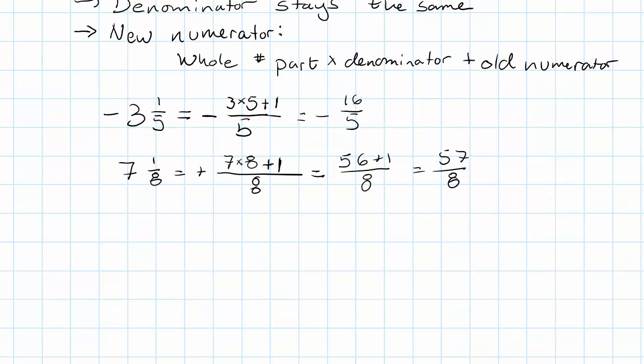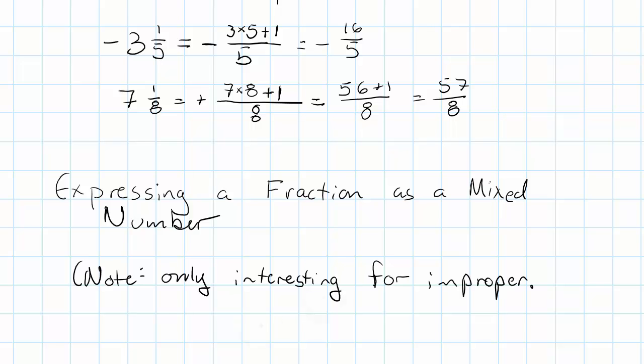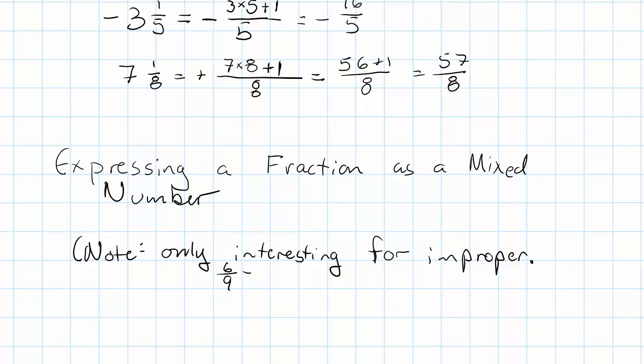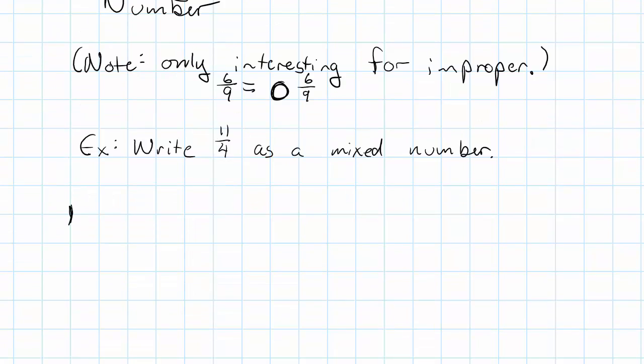Okay, what about the other way? What if we want to express a fraction as a mixed number? Well, note, this is only interesting for improper fractions. If you have a proper fraction, like 6/9, well, that's 0 whole things and 6/9, right? Not very interesting, because 6/9 is less than 1 whole thing. So let's say we want to write 11/4 as a mixed number. Now I'm going to put 0 near the left, because I'm only going to be interested in positive numbers in this picture.